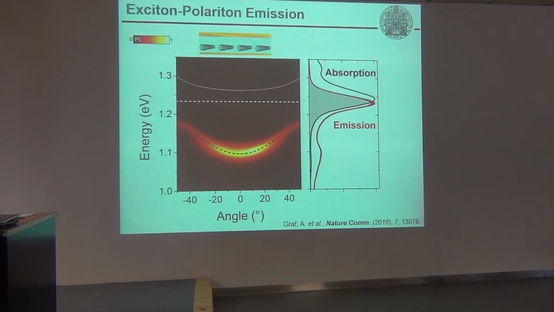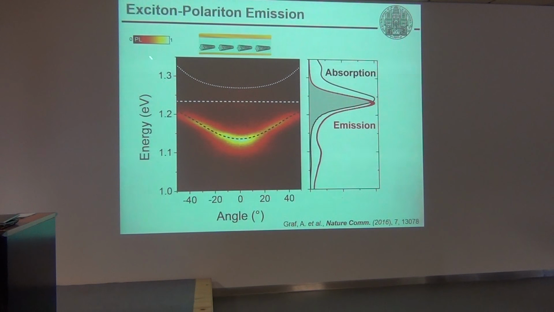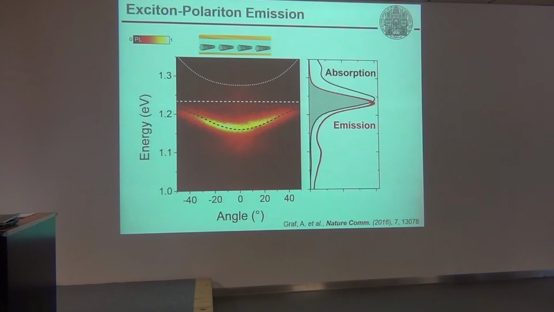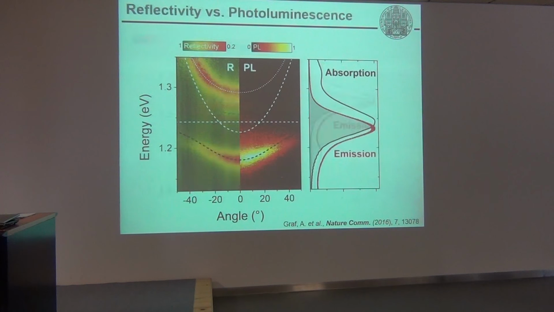And again, if we go through the different thicknesses, we can see that we actually don't see the upper polariton anymore. We only see emission from the lower polariton. And this is to be expected if you have decent relaxation of your polaritons to the lower polariton state. Okay, good. So again, we can compare this. The emission really comes from the lower polariton state, and we don't see any emission from the upper polariton state.